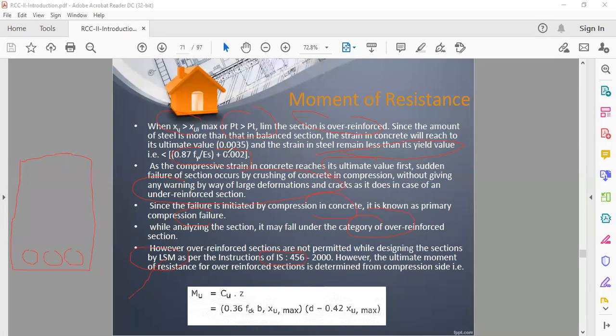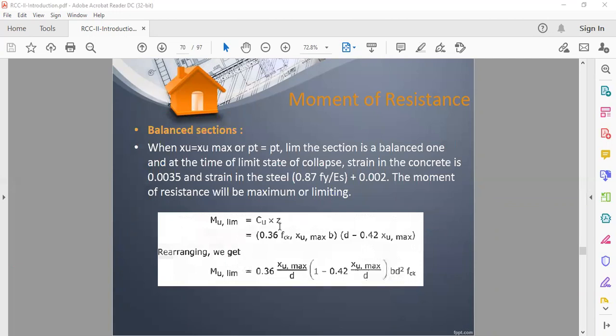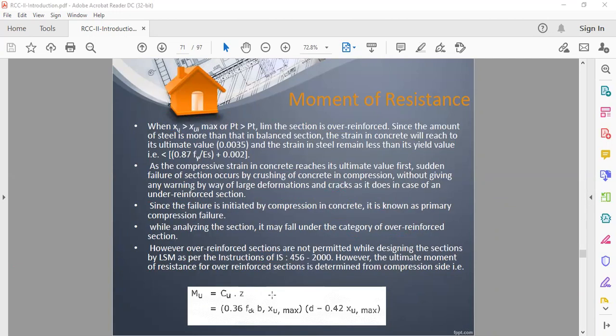Okay. So what is the major part here? That the over reinforced section should be avoided. We should not go for the over reinforced section. But for the over reinforced section, what is the moment of resistance formula? It is the same as that of the balanced section. We have seen this, Cu into Z. This is also Cu into Z.